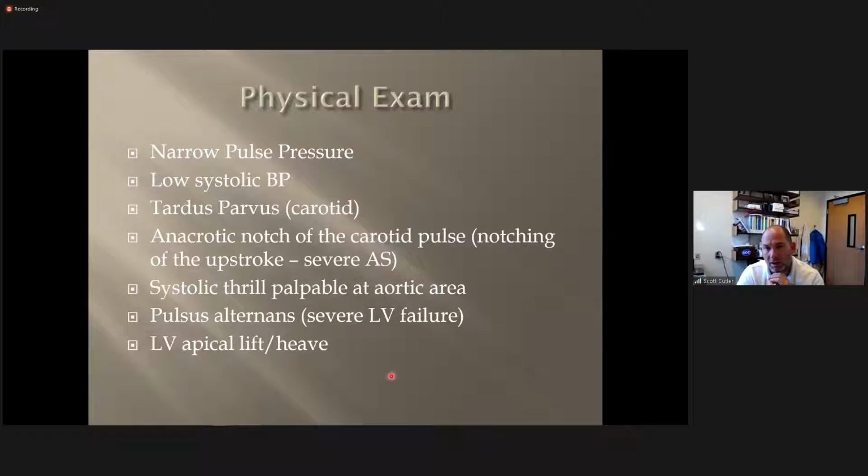How close? Normally you're like 80 to 120, so that's about 40 millimeters of mercury difference. If it's getting less than, I'd say probably 20 or less, I would certainly be wondering about that. If it's 30, 35, it depends on what other things are going on.